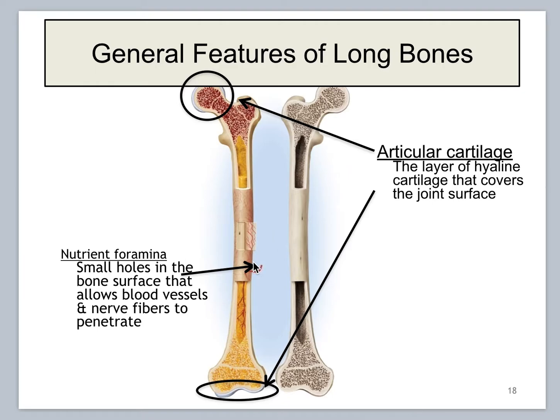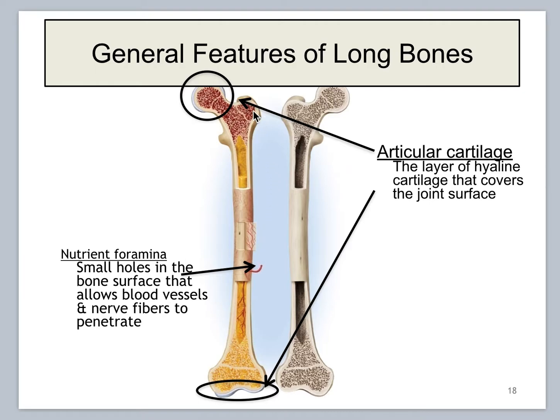Within the periosteum of the bone, there's a small hole that allows blood access to the bone. This is called the nutrient foramina. A foramina or foramen is a hole or an opening in the bone, usually for a blood vessel to go through.